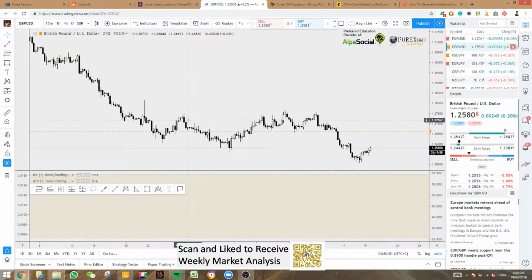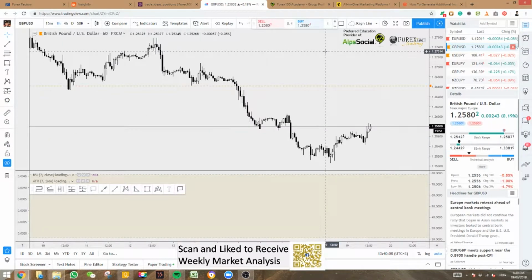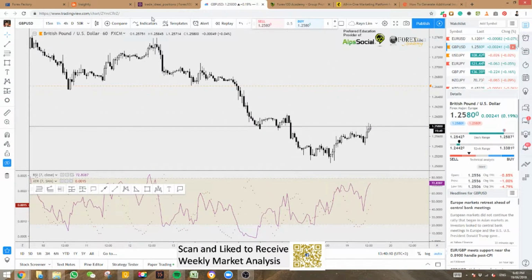Head down to 4 hour. 4 hour is just as bearish. So this is the sell zone that you are looking at on the daily chart. And head down to 1 hour. This is what we have. All right, back to daily chart.